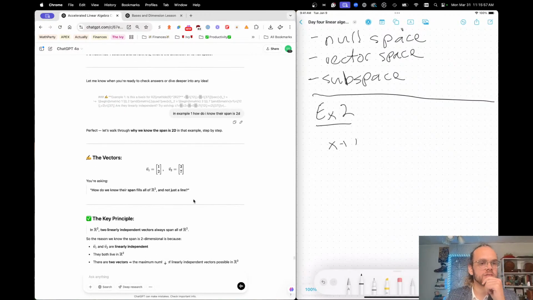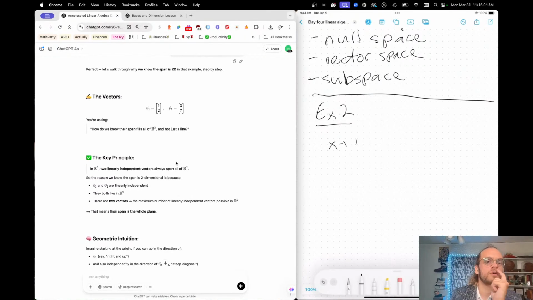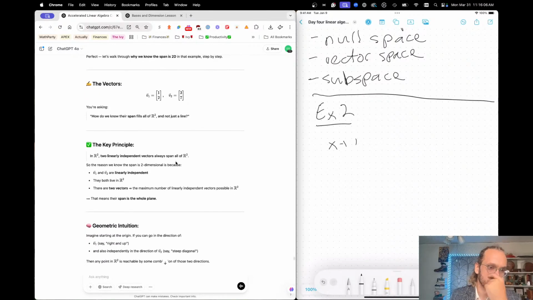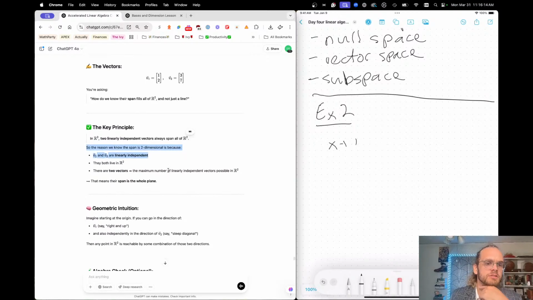So how do we know this is a two-dimensional span? Oh, if it's not a line, it's a two-dimensional span, basically. Because they're linearly independent. They both live in this two-dimensional plane. And there are two vectors, the maximum number of linearly independent vectors possible in R2. That means their span is the whole plane. Cool.